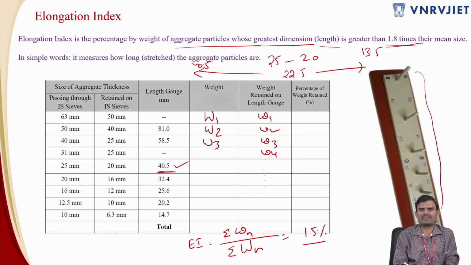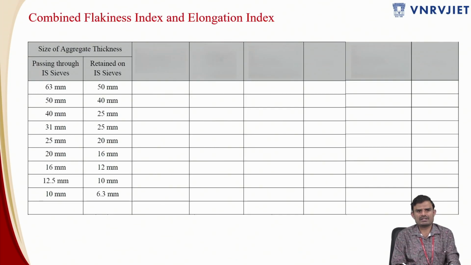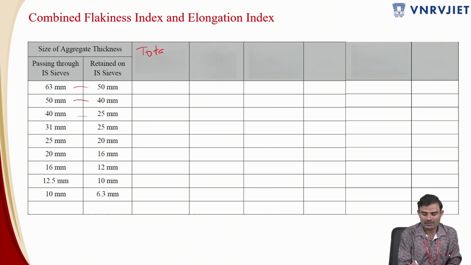The tests we have conducted so far are individual: we conducted the flakiness test and the elongation test separately. Now the third one is the combined flakiness and elongation index. This is the table corresponding to the combined flakiness and elongation index. The size ranges are mentioned over here: 63 to 50, 50 to 40, and 40 to 25. We have to take the capital weight, that is the total weight, so this is capital W1, capital W2.